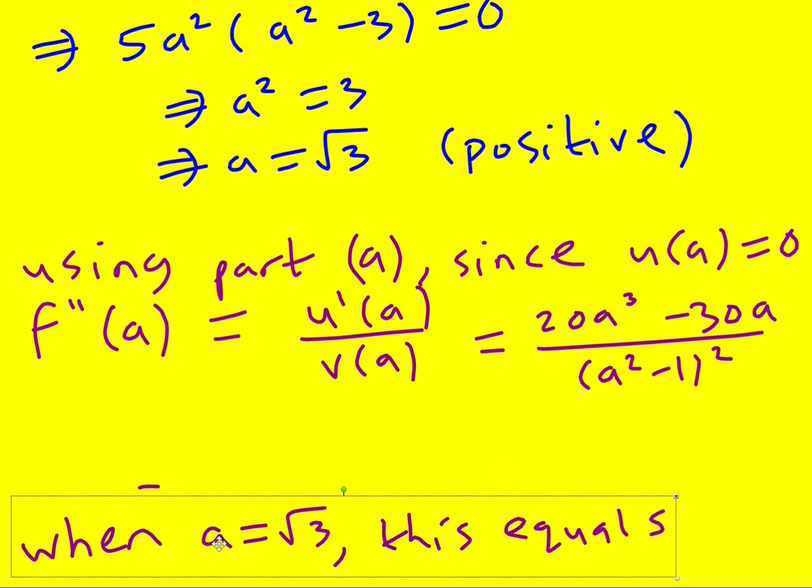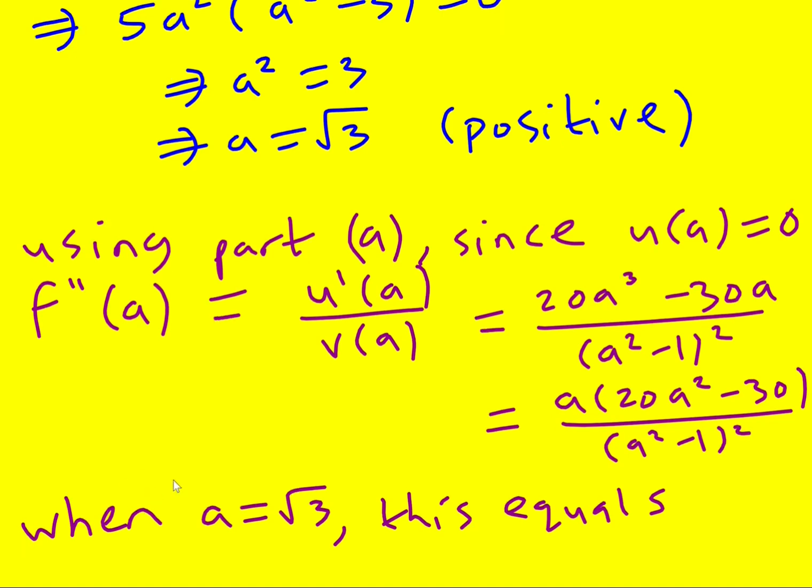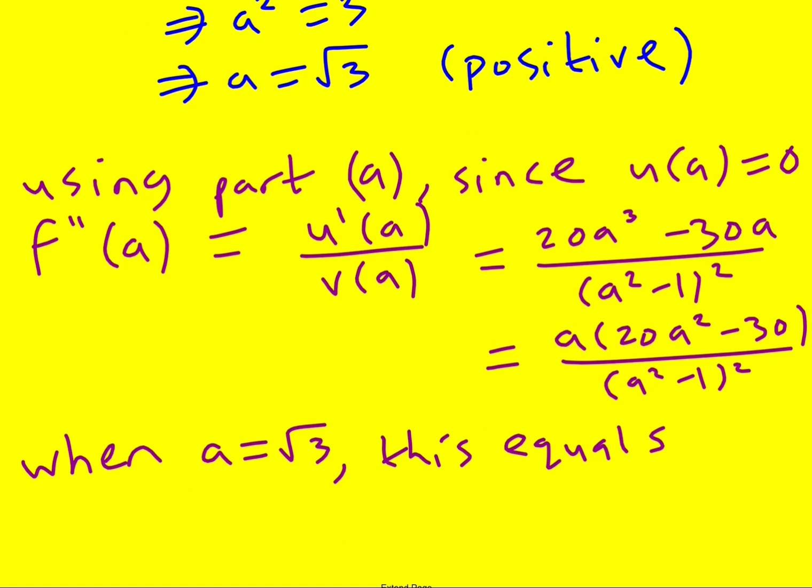Because I want to be squaring it really. So before I substitute in, I'm going to factorize out the a. So when I substitute root 3 in, that'll be much easier to deal with. Remember, we're not really interested in what it's equal to, just that it's greater than 0 to give a minimum. So it's going to be 20 times root 3 all squared, which is going to be 20 times 3, which is 60.